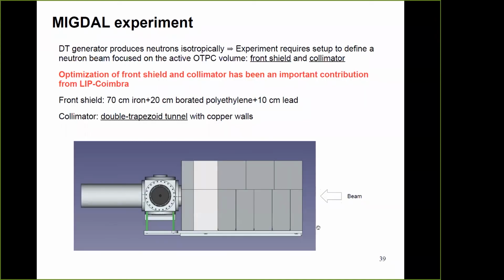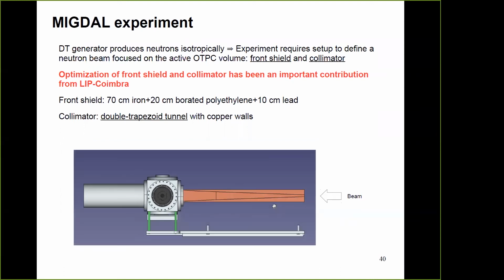One important component, again, in this experiment is the shielding and the collimator. The reason for that is that the neutron source is isotropic, but we only want neutrons in one specific spot, as I showed. So we need to reject anything else. And LEAP Coimbra has had an important involvement there, optimizing this front shield. So the optimized design of the sizes of this shield, and in particular of the collimator, has been determined on the basis of Monte Carlo simulation.